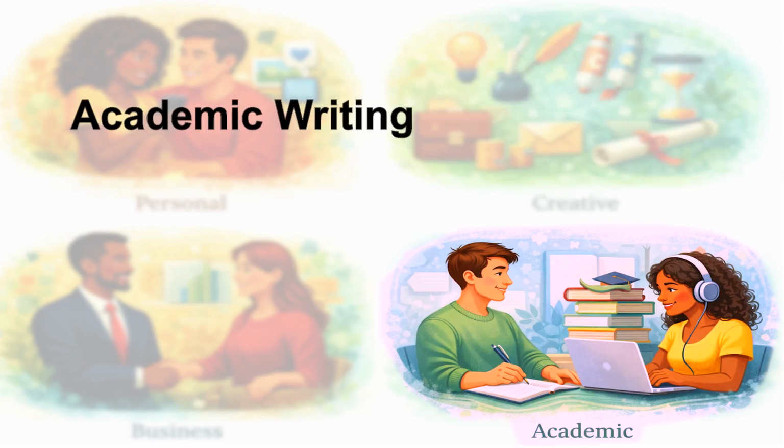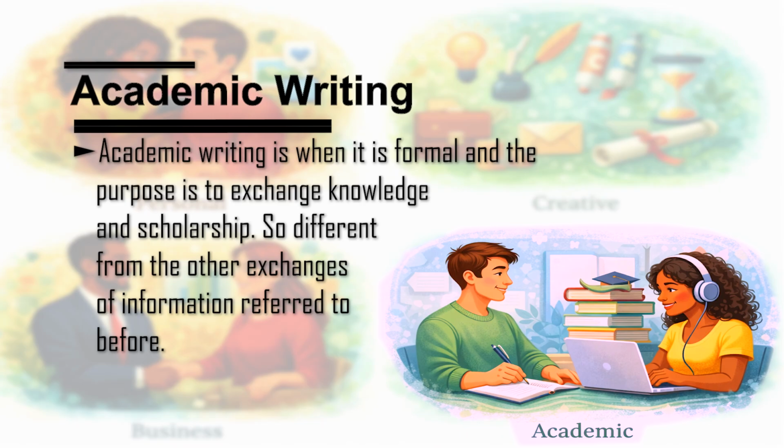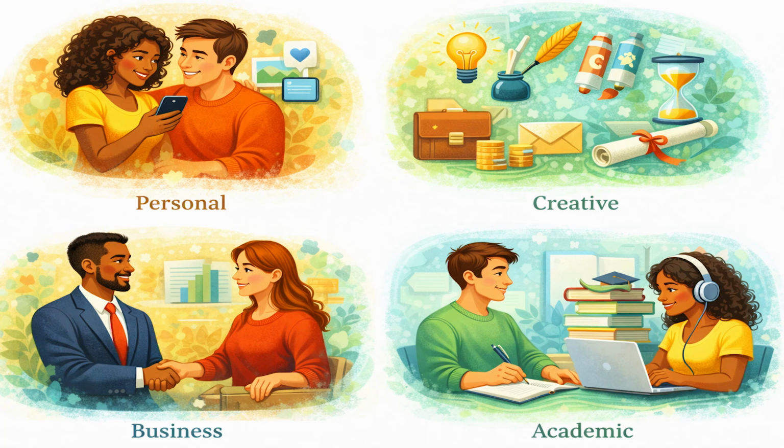So then what is academic writing? Academic writing is when you write very formally and the purpose is to exchange knowledge and scholarship. Hence the two words you see over here, academic writing. It is not talking about creative writing. You have written poems, etc. That was creative writing. Now you're moving into academic writing. So this is to exchange knowledge and scholarship, very different from the other exchanges of information that we have referred to before this.